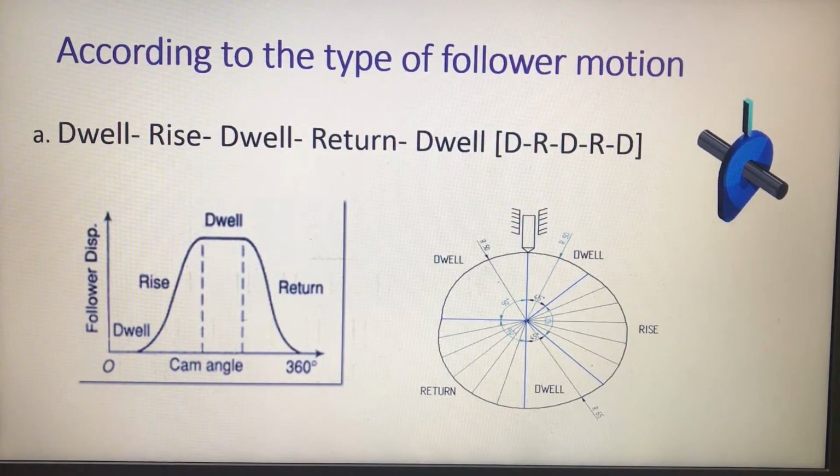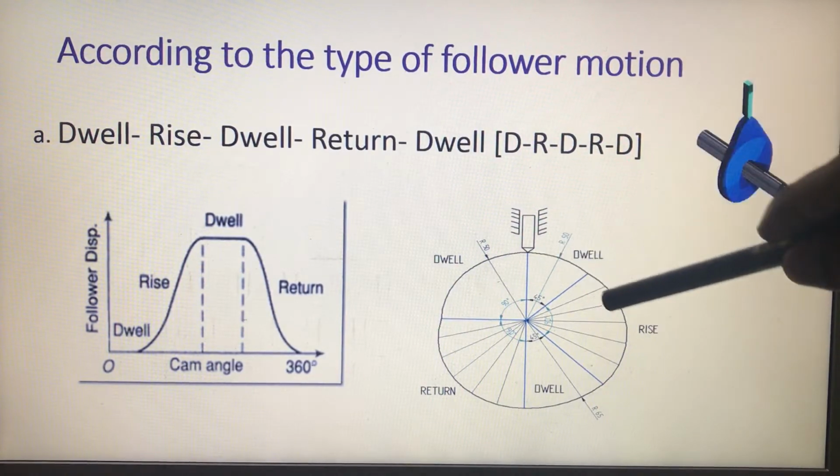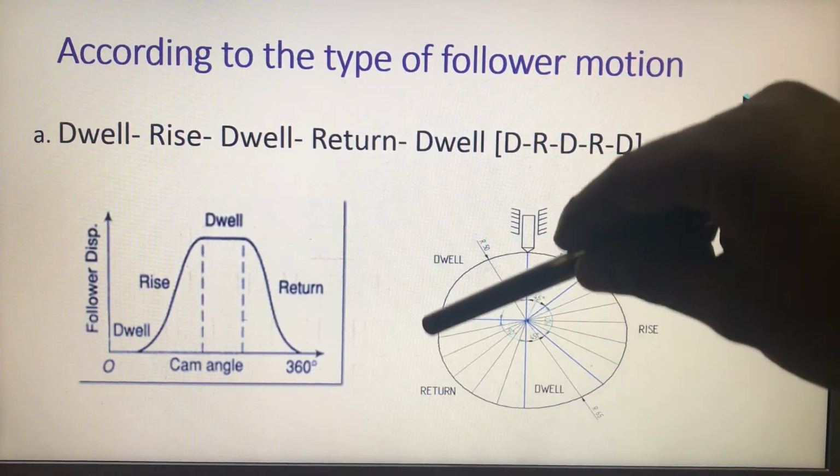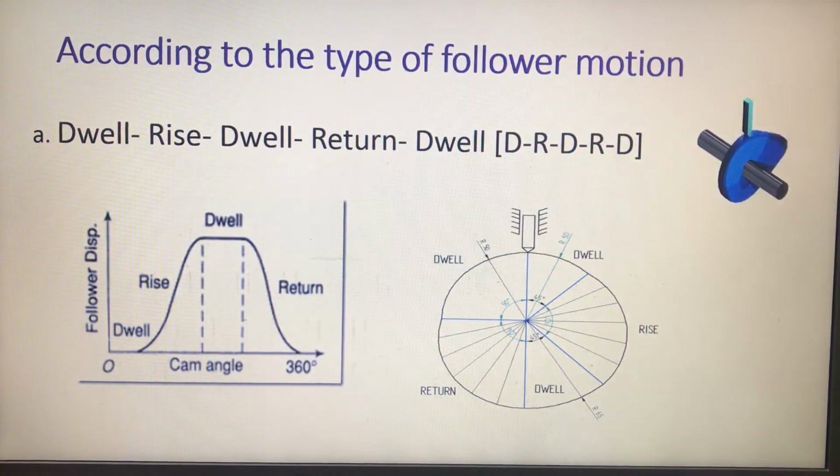Here, depending upon the cam profile, the follower will have motion. So that is why it is based on the type of follower motion. The first one is dwell, rise, dwell, return, dwell. Shortly it is called D-R-D-R-D.